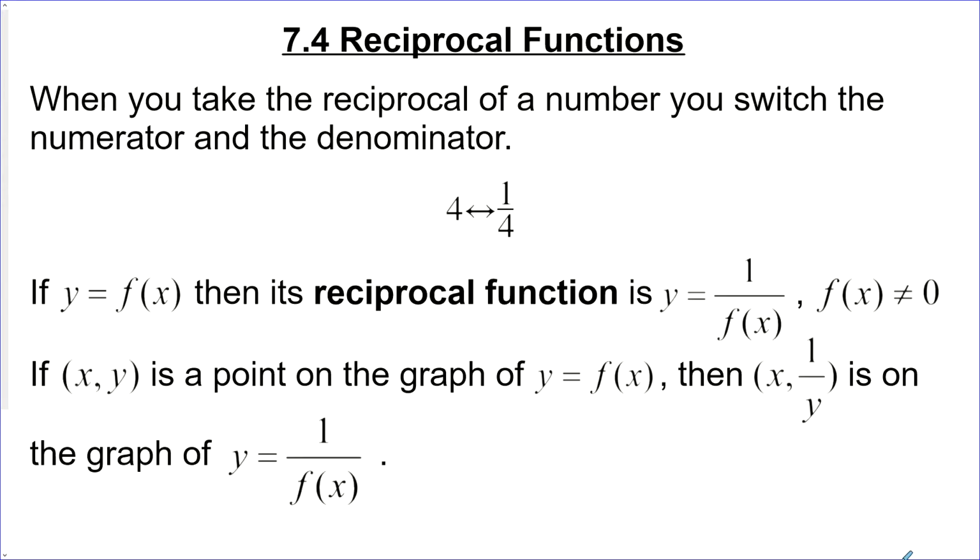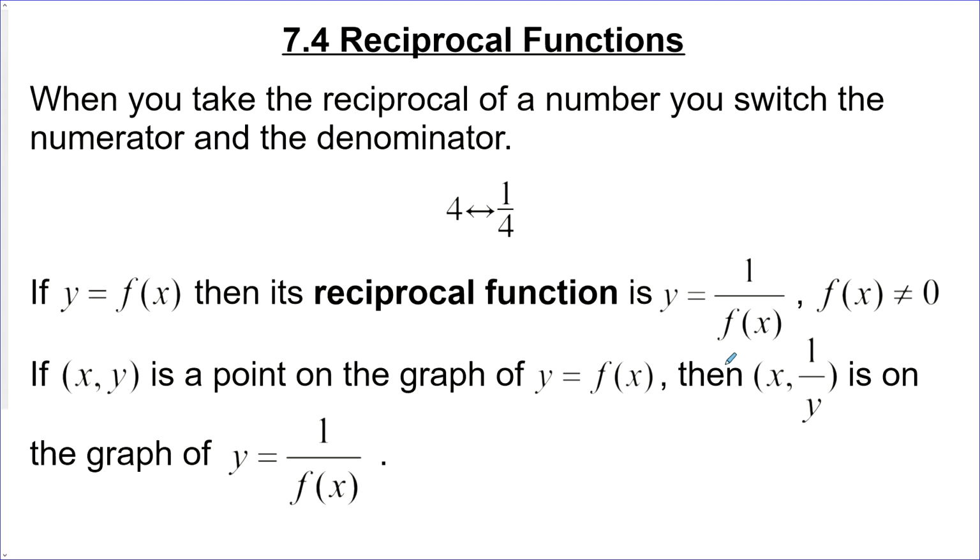7.4, reciprocal functions. We saw how we can take the reciprocal of numbers or expressions. Now we're going to take the reciprocal of a function. So if we had something like y equals f of x, then its reciprocal function, we're going to create a new function, 1 over f of x. Now since f of x is now in the denominator, it cannot equal 0. So we'll have to watch out for that.